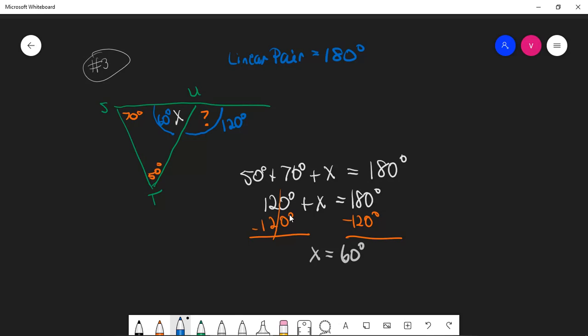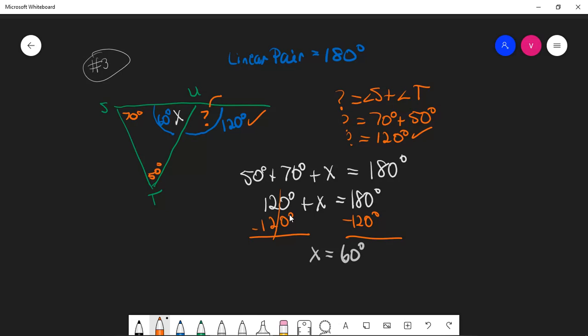Or the other easy way of doing this is this question mark right here. The question mark is equal to the two angles on the inside farthest away, so that would be angle S plus angle T. What is angle S plus angle T? Those are the two remote interior angles. S is 70 and T is 50. What are those two added together? Oh, magic. It's 120. Should be the same exact thing.